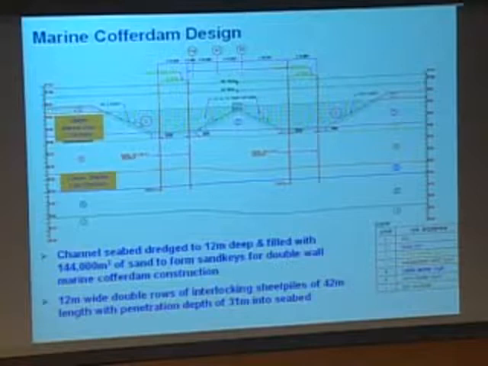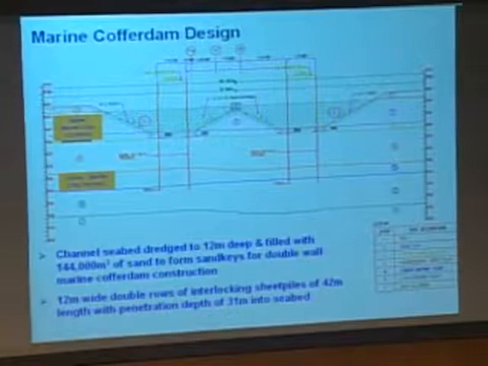So there's a lot of cross-bracing, a lot of design of these going on. We used 144,000 cubic meters of sand. By the way, we've used about 140,000 cubic meters of concrete on the job to date. That's 20,000 truckloads, if you want to put it that way. So it's a lot of material.